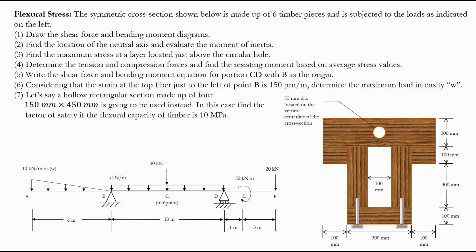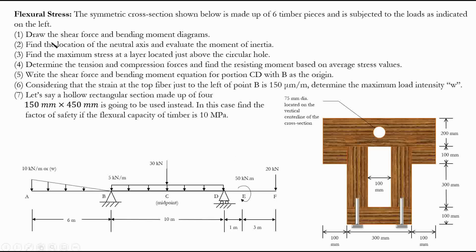It says that the symmetric cross-section shown below is made up of 6 timber pieces and is subjected to the loads as indicated on the left. So this is the load diagram that we have to deal with. Based on this, we're going to find the reactions and then draw the shear force and bending moment diagrams, determine our highest moment, and then from that we're going to go to the cross section, determine the moment of area, and determine the moment of inertia, of course after finding the neutral axis. Then we will be able to use the flexural formula that we know to find the stresses, and that's what the question is about.